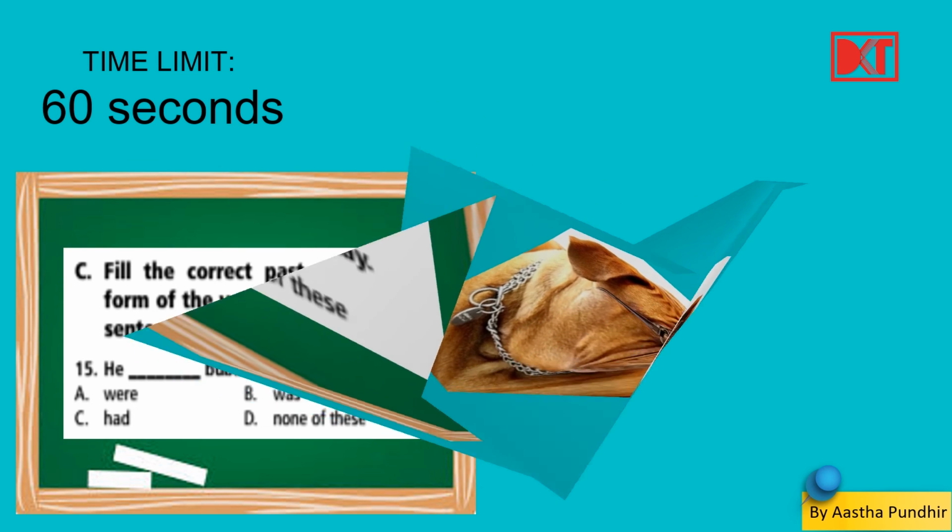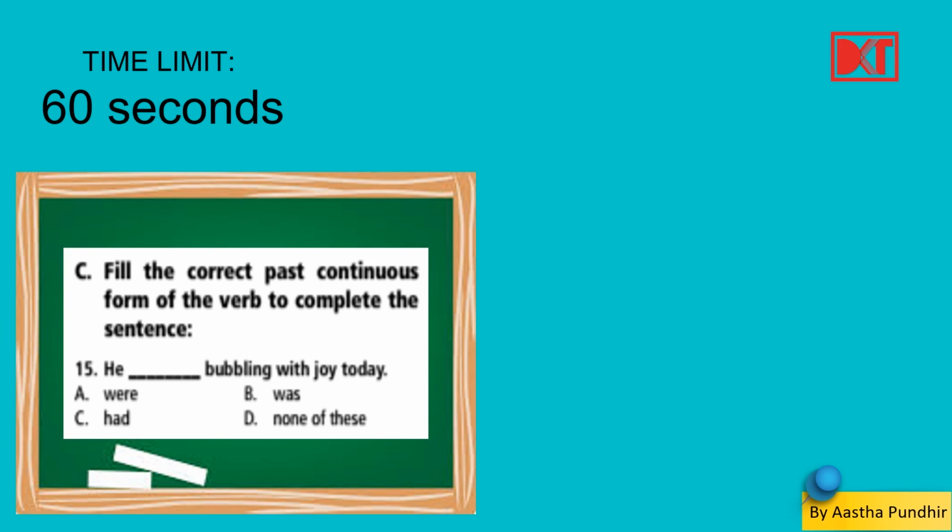Okay, now next: fill in the correct past continuous form of the verb to complete the sentence. This is pretty easy. Why? What we have to do? We just have to choose the correct past continuous form. We're given already that. We are not even given a choice. We don't have to even strain ourselves into figuring out कि यहाँ पे past use होगा, past perfect use होगा. बस हमें दे दिया है कि past continuous आपको इसमें use करना है. Just have to choose the correct formation.